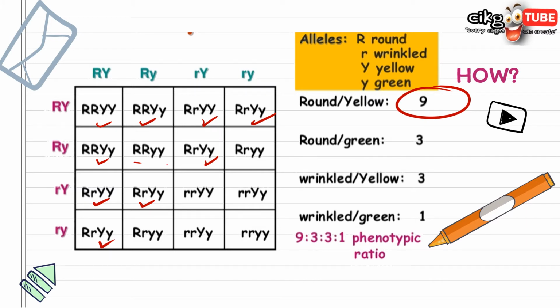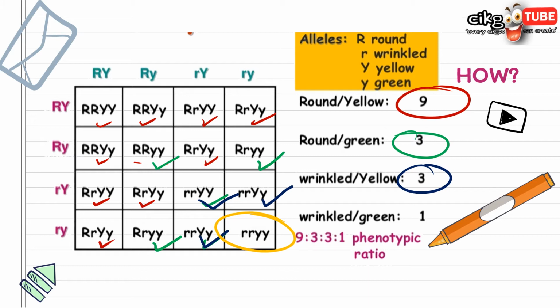Then we have, let me use another color, this is round and green. This is also round and green. Is there any other round and green? Yeah, this is also round and green. So we have 3 round and green. And then we have wrinkle and yellow, wrinkle and yellow. Sorry, another color. Wrinkle and yellow, wrinkle and yellow, and this is also wrinkle and yellow, which is also 3. And the last one over here is wrinkle and green, which is 1. So from there we get the phenotypic ratio 9:3:3:1.